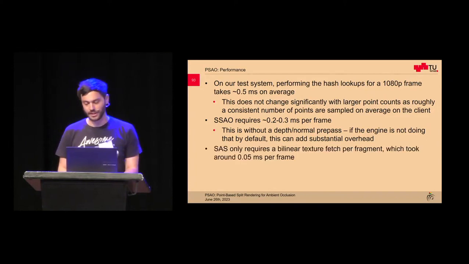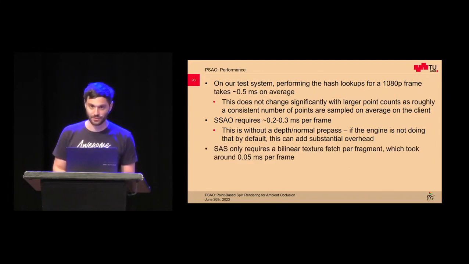Shading Atlas streaming only requires a single bilinear texture fetch per fragment, which is pretty much as fast as you can get for a split rendering system. But this obviously doesn't account for the decoding and all of the networking overhead that this texture space representation has.